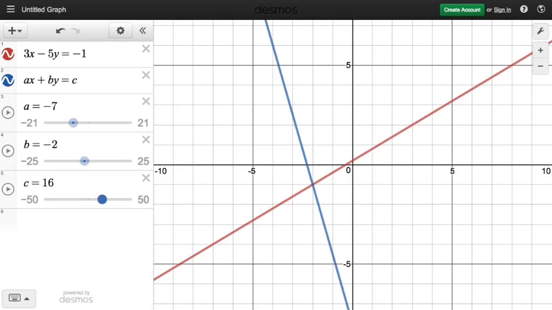So here's our original system again. And we decided that there is only one point where these two lines cross one another. And then my question to you is, why isn't that always the case? How do we have a pair of lines that don't cross in one place?